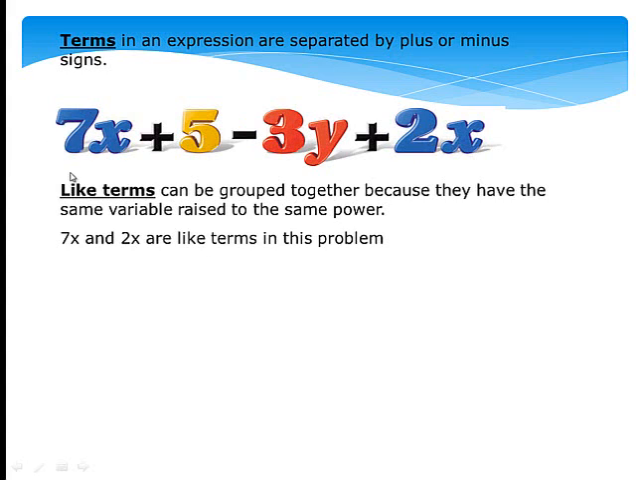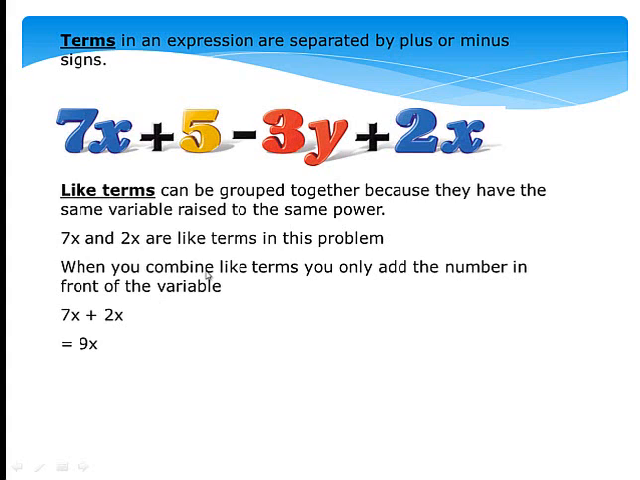When you add like terms, you only add the number in front of it. So 7x and 2x, what's 7 plus 2? 9, and then I would have 9x. I cannot add the rest of them together because I can only add the 5 if I had other whole numbers, and I could only put the negative 3y if I had other y's. So I would just add the plus 5 and the minus 3y at the end of the problem. I cannot combine these because they're not like terms.